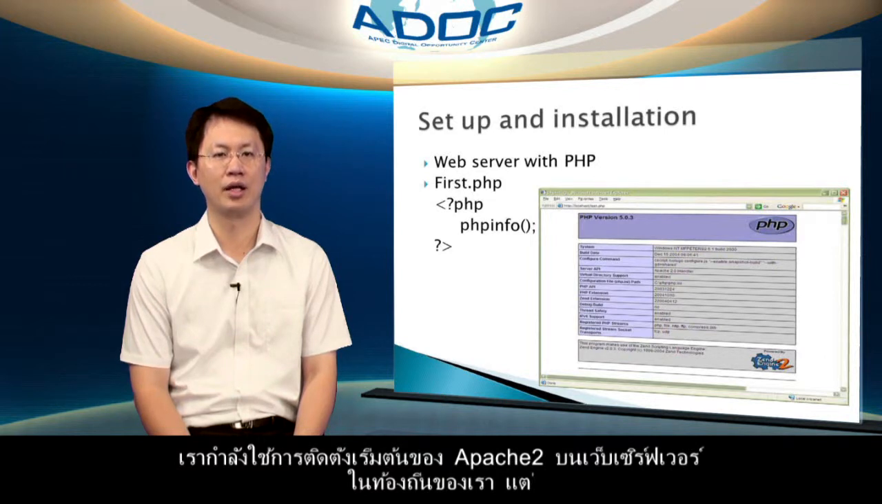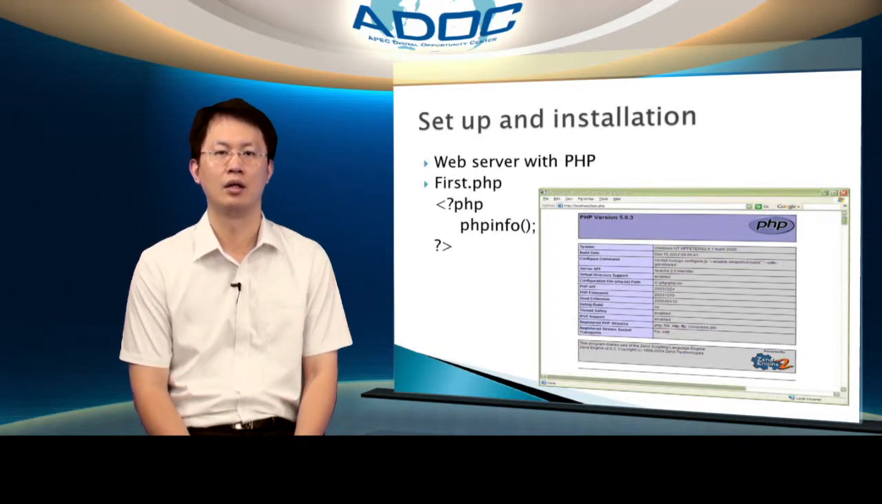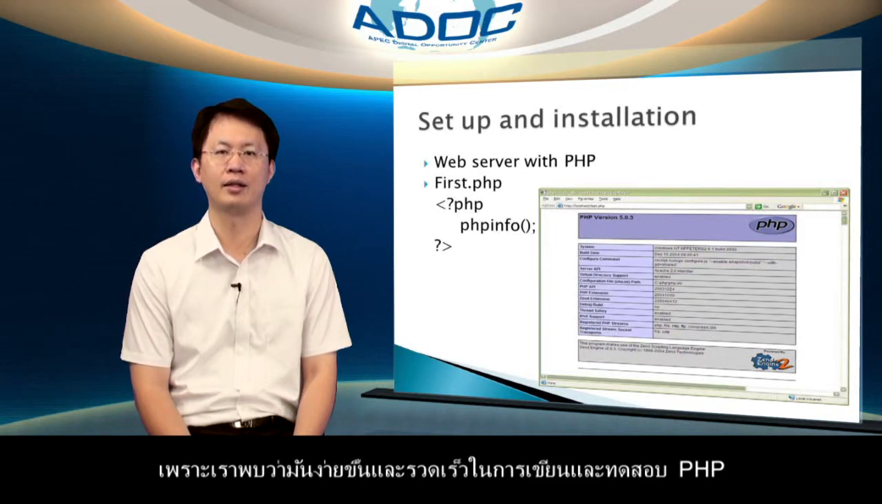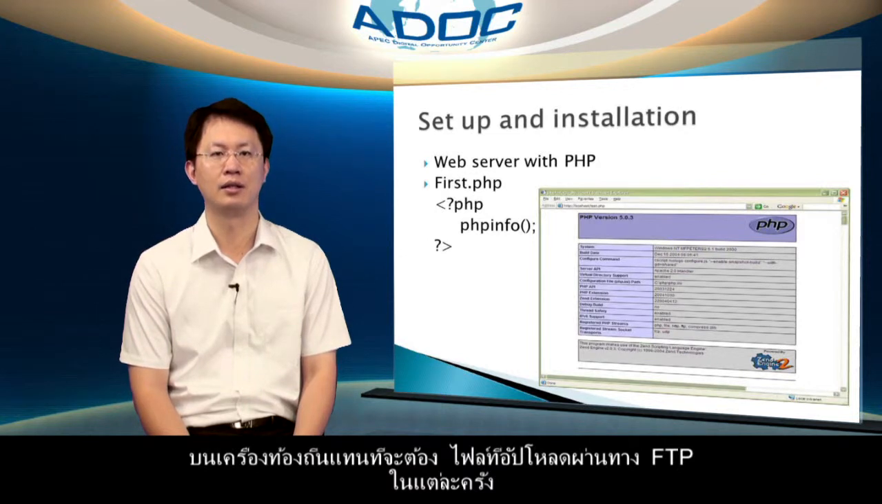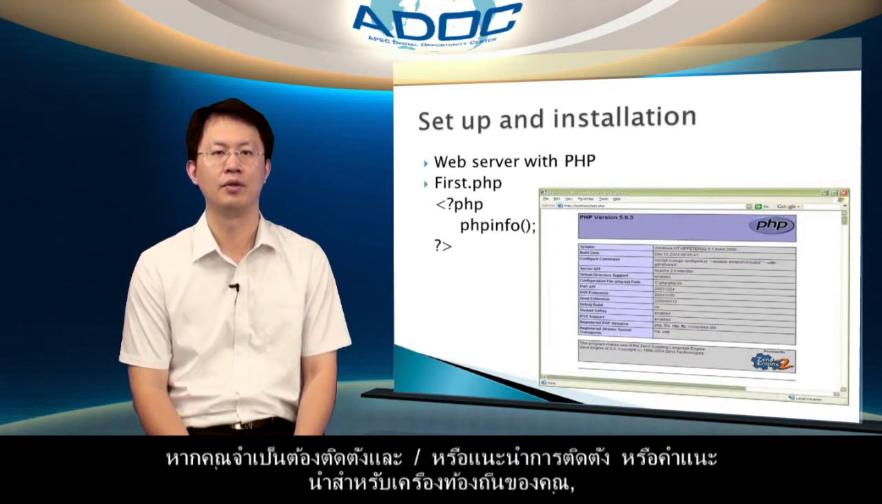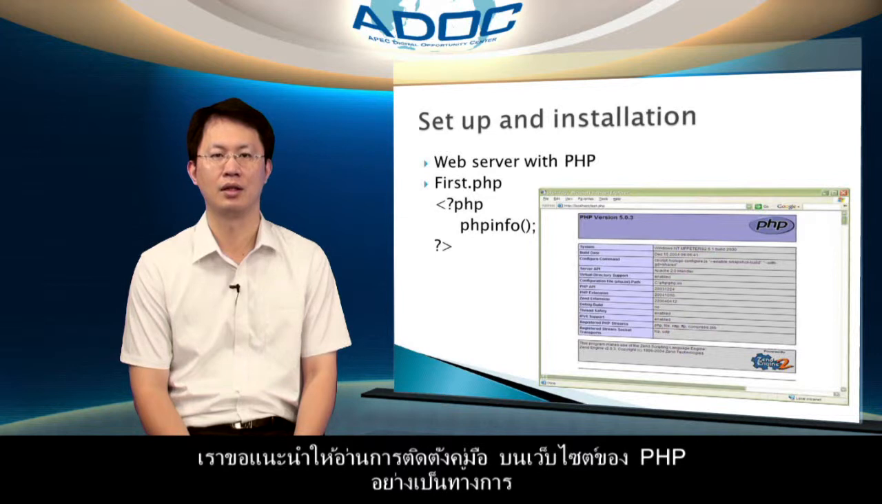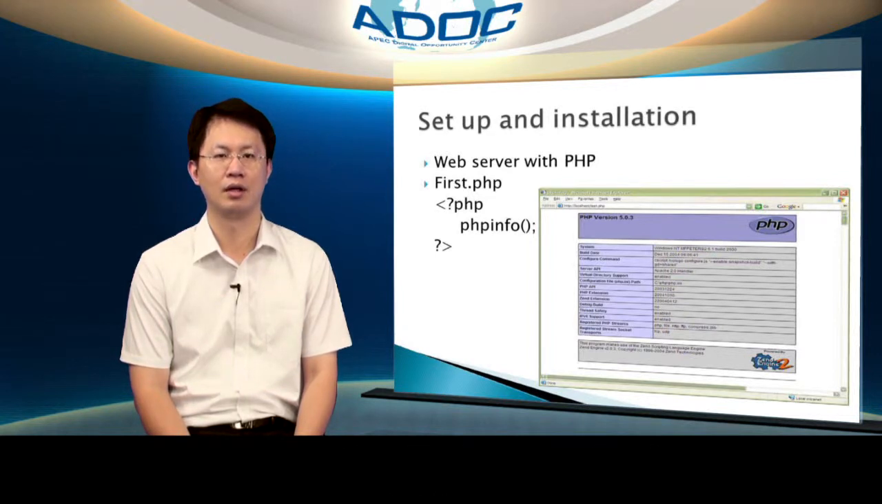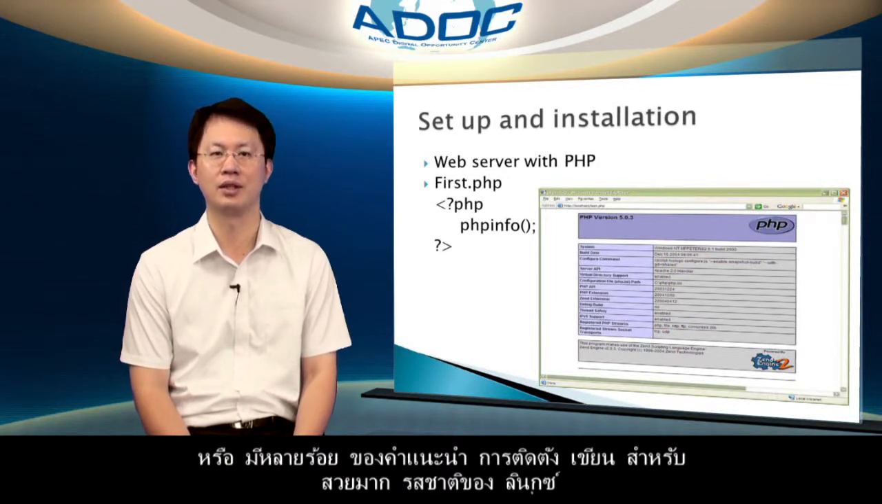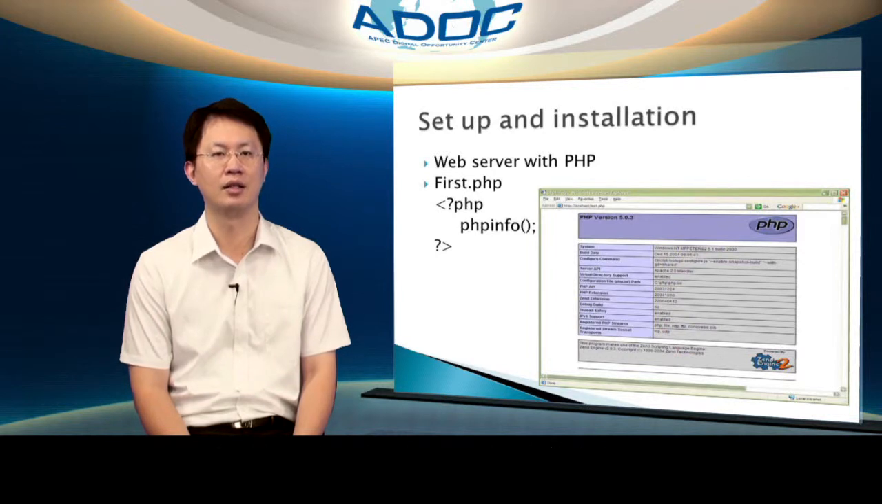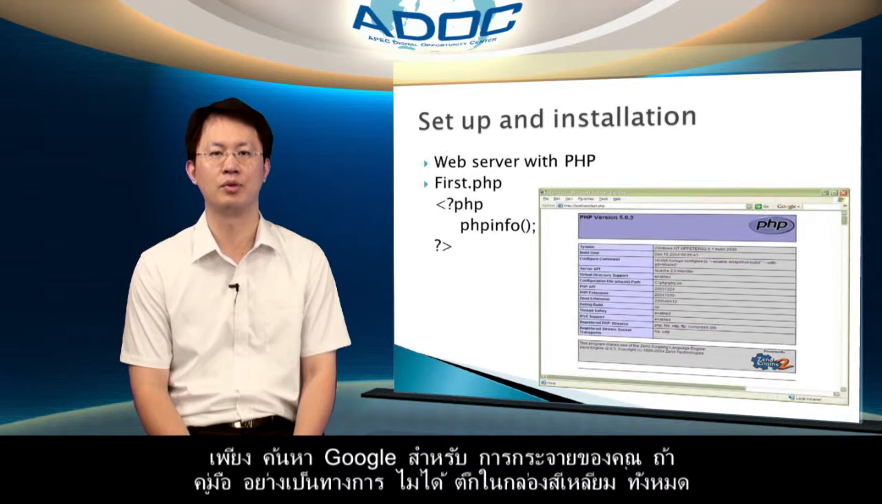We are using the default installation of Apache 2 on our local servers, because we find it easier and quicker to write and test PHP on a local machine instead of having to upload files via FTP each time. If you require installation and setup instructions for your local machine, we recommend reading the installation manual on the official PHP site. There are also hundreds of installation guides written for pretty much every flavor of Linux. Simply search Google for your distribution if the official guide doesn't tick all the boxes.